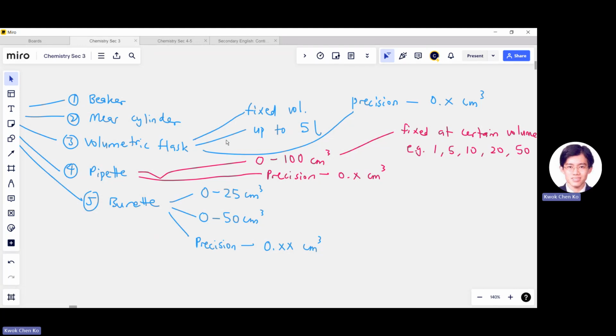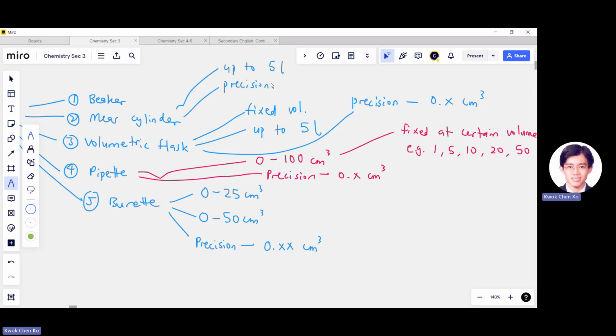Measuring cylinder. What's the range? 100. It's somewhat like a volumetric flask now. It can go up to 5 liters. It's really big. I think there are bigger ones definitely, but as I said, it's going to be heavy to use. Precision?